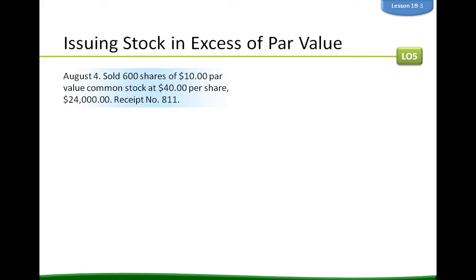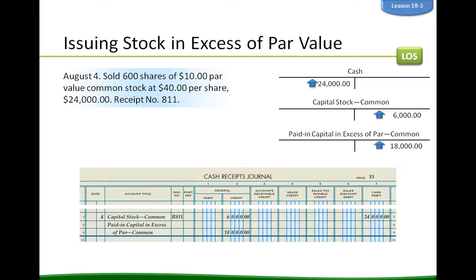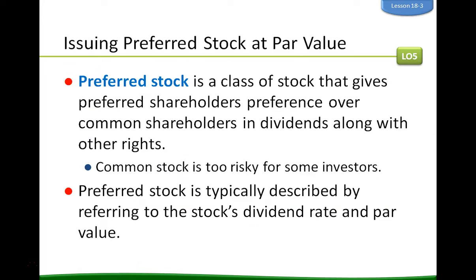$24,000, receipt number 811. So our cash account is affected, as is our capital stock common. Paid in capital in excess of par common. So $18,000 plus $6,000 is $24,000. Our cash receipts journal, we list the capital stock common, receipt number 811. Paid in capital excess of par common, $18,000, for a total of $24,000 received.